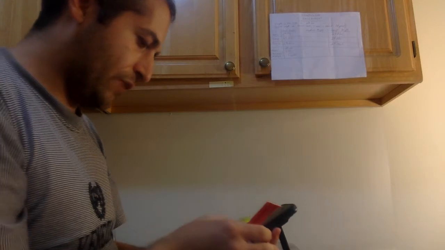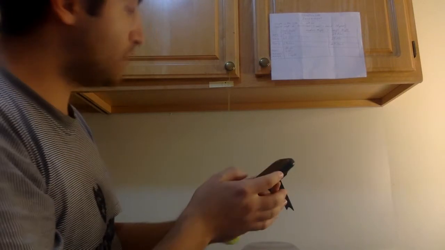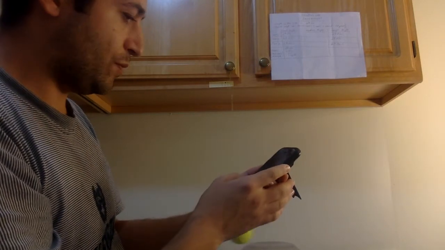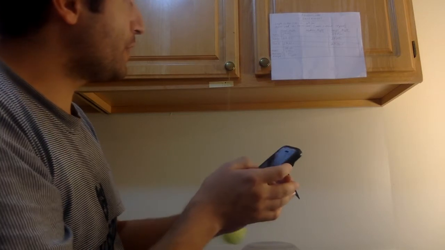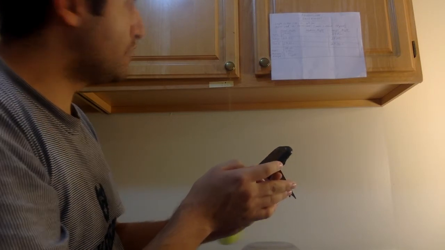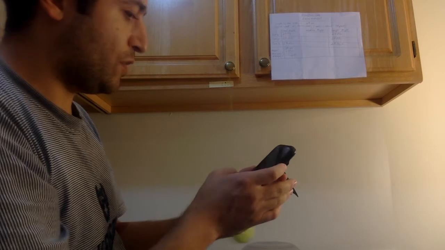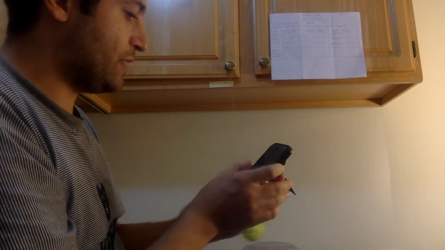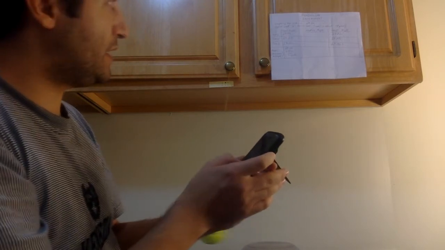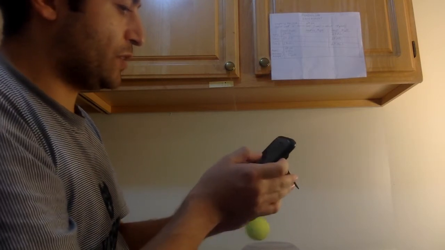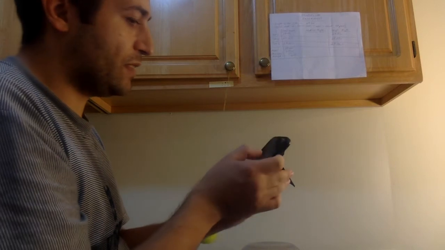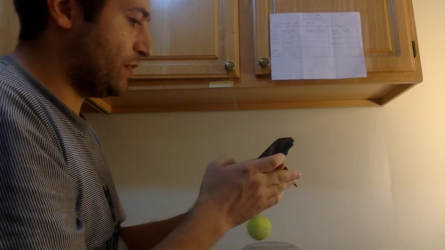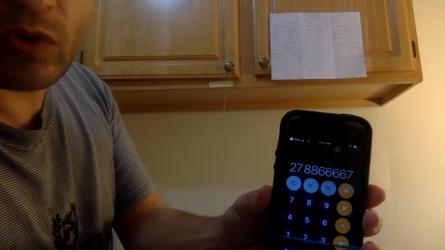Okay, I use the calculator of my phone. 27.82 plus 27.88 plus 27.96 is equal to 83.66. If I divide this by 3, I find 27.89.